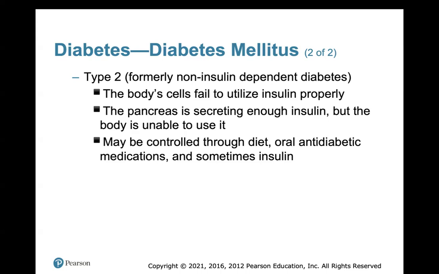A lot of times, type 2 diabetics are controlled through diet, oral anti-diabetic medications such as metformin, glipizide, things like that. And sometimes they take insulin. This is usually, but not always, brought on by lifestyle choices, poor diets, poor exercise routines, stuff like that. Not always. There are other health conditions that can lead to you becoming a type 2 diabetic. There's certain medications that can lead to it too. But this is usually a reversible form of diabetes.